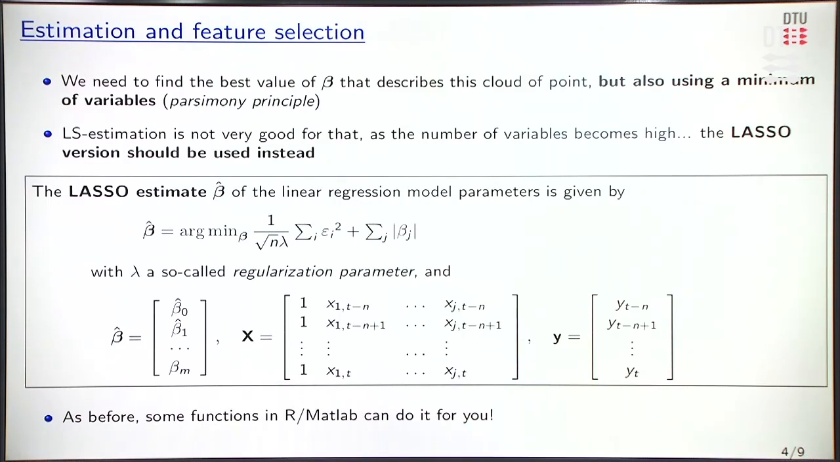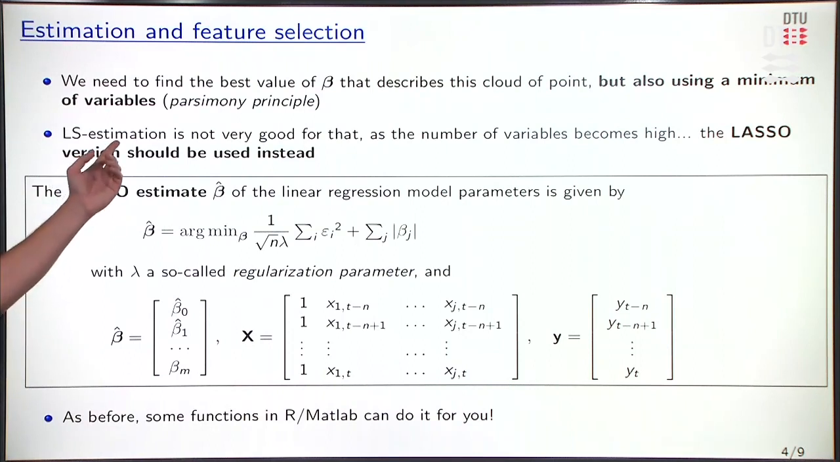We want to have the best value for beta, and that's why originally we introduced this least square estimation framework, but also we would like to use the minimum of those variables. That's the parsimony principle. You want to develop and use models that use the minimum set of information as input. It will help you avoid overfitting, and most likely it also helps you select what's the important information to use as input to your problem.